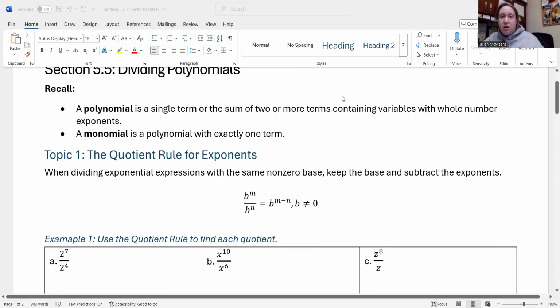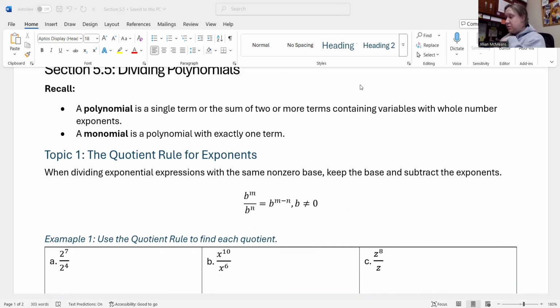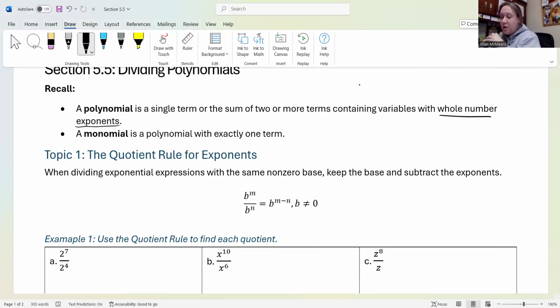A polynomial is a single term or the sum of two or more terms containing variables with whole number exponents, okay? And then remember, a monomial is a polynomial with exactly one term. There's also a binomial, which is two terms, a trinomial, which is three terms, okay? Now, in order to start the conversation of dividing polynomials, we have to go back to those exponent rules.